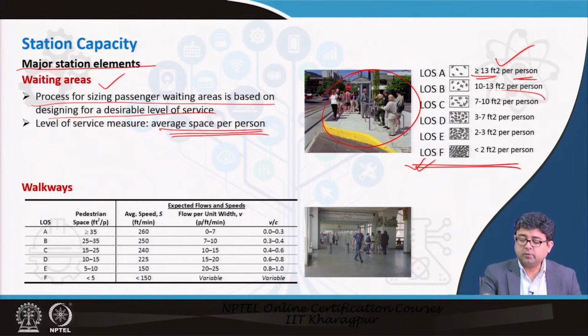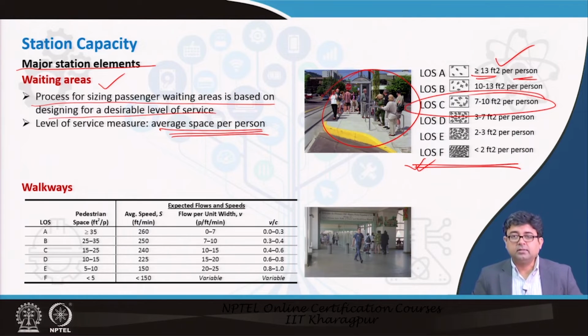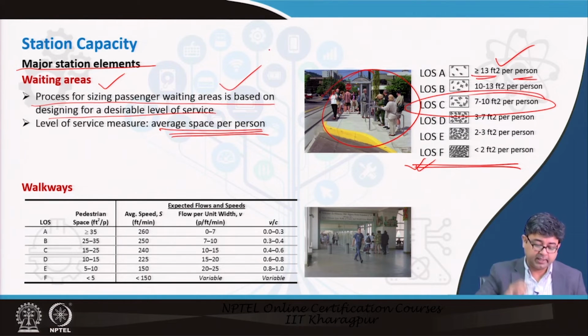So, what we usually see is that for any kind of scale, designers design at the level of service C, the middle range of the scale. So, if there is anywhere between 7 to 10 square feet per person, that is a good design of a waiting area.